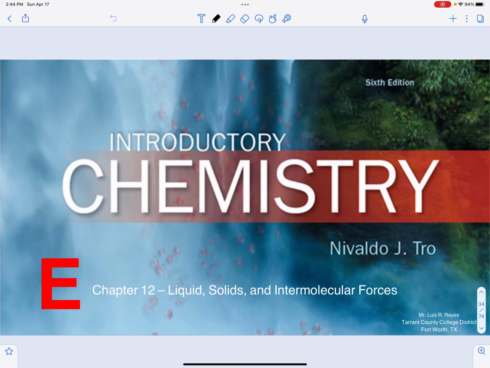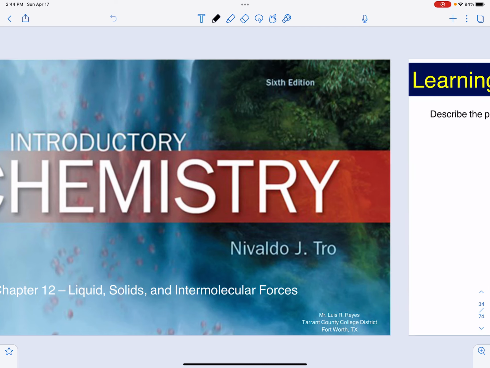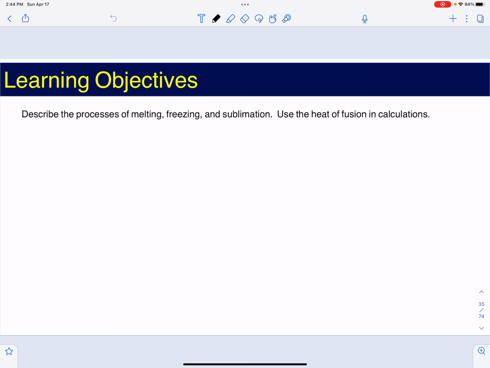Welcome back as we continue expanding our understanding of intermolecular forces, the phases of matter, and the energy involved with those processes. So, in this particular section, we're going to discuss melting, freezing, and sublimation. Melting and freezing are opposite processes. In addition to that, we're going to see how we can use calculations for fusion, which is what we use when we're talking about melting or freezing.